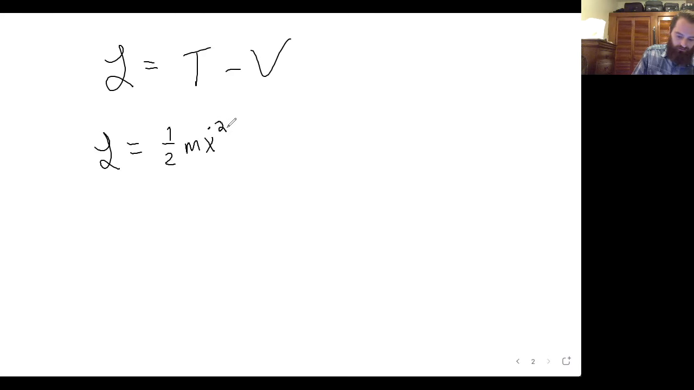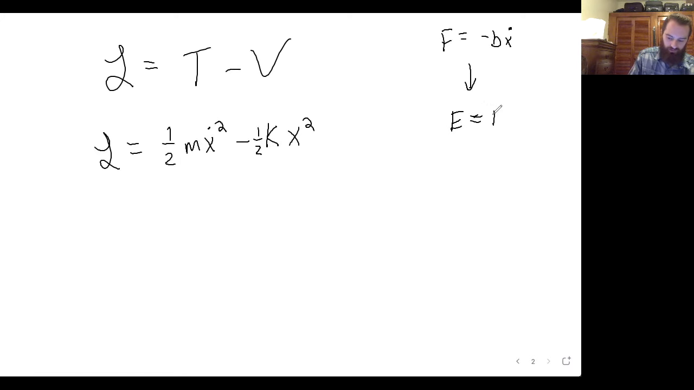So we'll remember that our Lagrangian is T minus V. And so for a simple harmonic oscillator, that was 1/2 m x dot squared minus 1/2 k x squared. Now you could be thinking, well, we have a force, negative b x dot. Can we change that force into an energy using the work energy theorem?